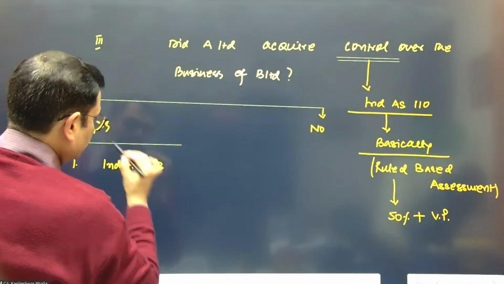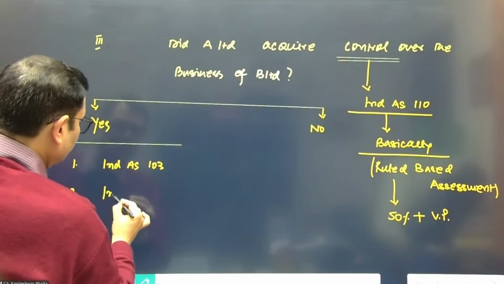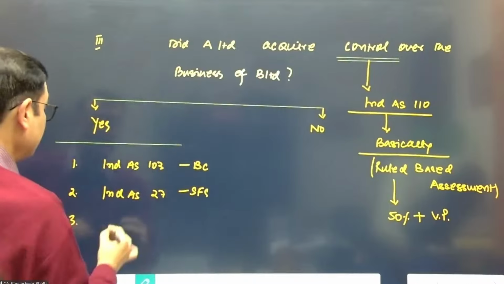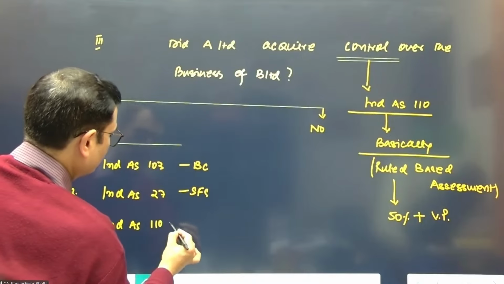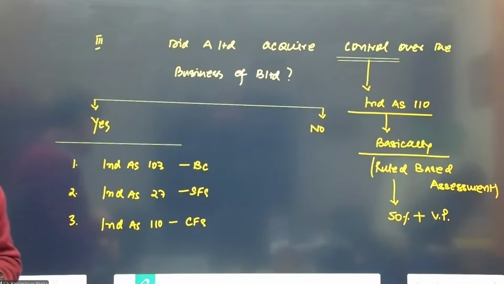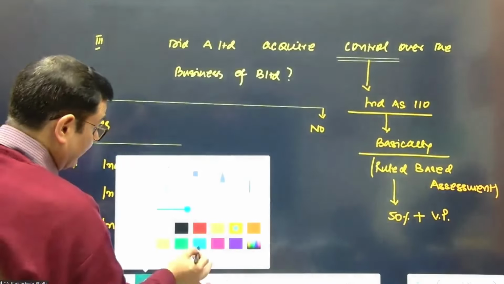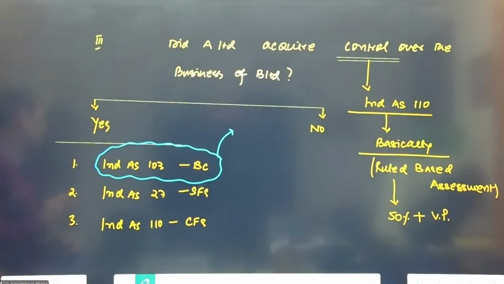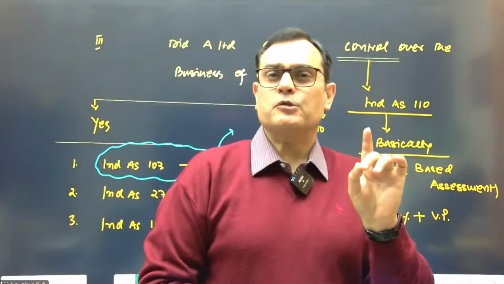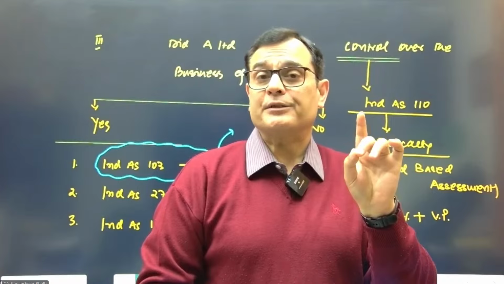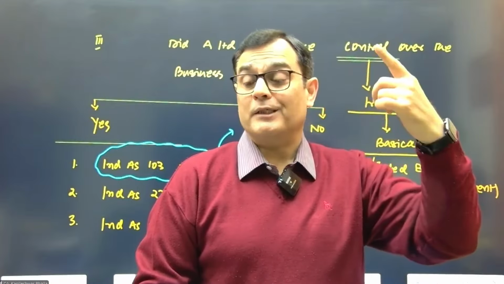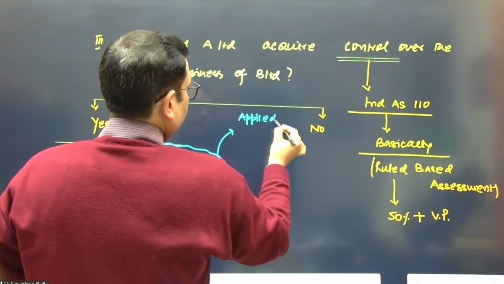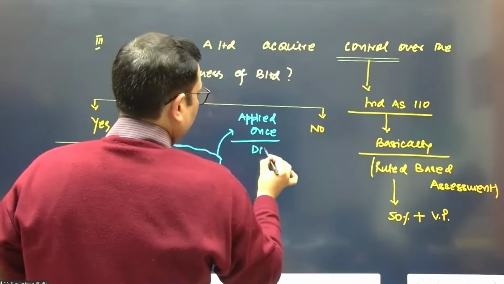Ind AS 103, business combination, that is 1. Then there is going to be Ind AS 27. This is business combination. This is separate financial statements. And you're going to apply Ind AS 110, which is on consolidated financial statements. That's rightly given. Let me now ask you one very important question. Is Ind AS 103 a standard applied every year or is it applied just once? So Ind AS 103, the business combination standard, is it going to be applicable year by year or just applied once? That's right. It is applied only once, and that is on the date of acquisition.